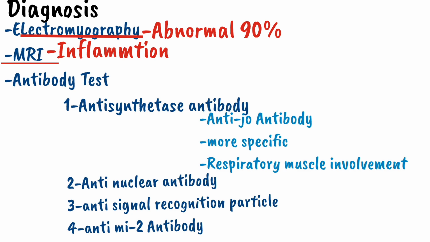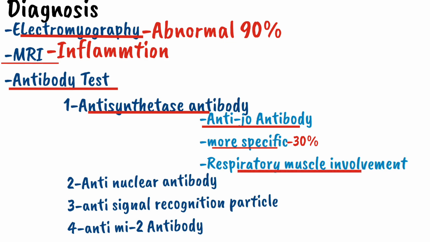Apart from these, we can also perform certain antibody tests. These include the anti-synthetase antibody. The anti-synthetase antibody is also called anti-Jo antibody. It is more specific. It is present in about 30% of cases, and it is predominantly produced when there is respiratory muscle involvement. So when there is a high titer of anti-synthetase antibody, there will be respiratory muscle involvement.